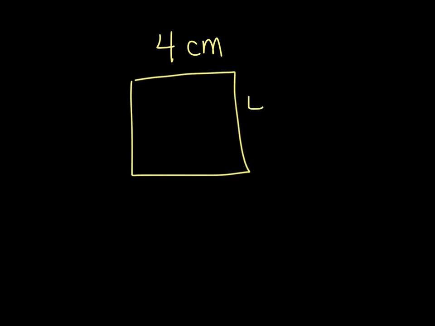So if that's 4, this is 4. And this length is 4. And this is 4. Now, if I'm going to find perimeter, I'm going to add all of my sides together, because perimeter means all the way around the edge. So I'm going to add all of them together.